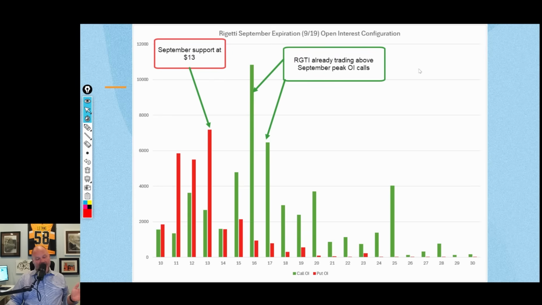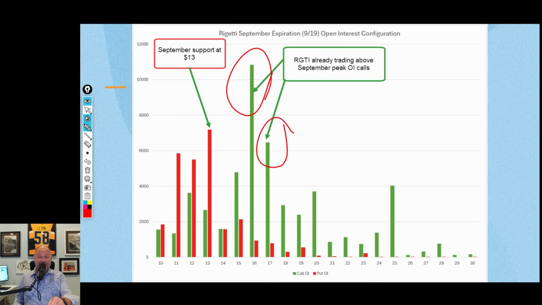And then this happens. We're already trading above, and this is the September 19th expiration. Always look at the monthlies. Don't look at the dailies, the weeklies, the quarterlies. Look at the monthly expirations when you're using open interest configuration. That's where the trading volume and the open interest is. If you look at any of those other series, you're going to look at something that's much smaller and less robust. So we're already trading above 16 and 17.